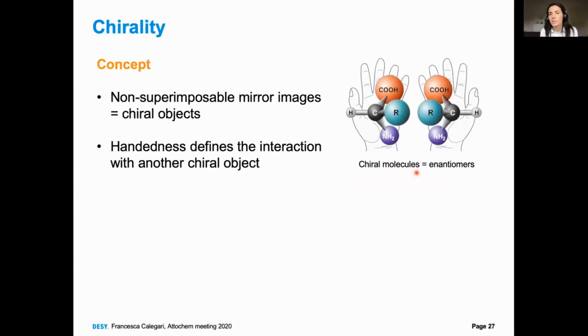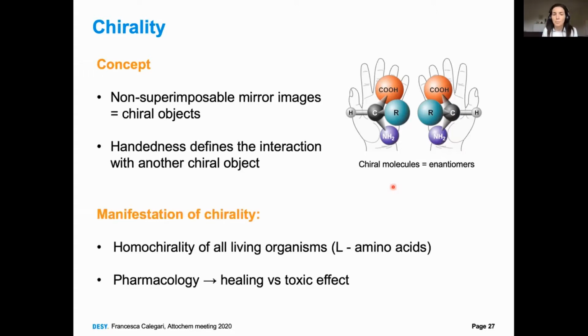Why are chiral molecules interesting? What are chiral molecules in the first place? So as many of you know, chiral molecules are molecules with two enantiomers, as it's schematically represented here. Enantiomers are basically non-superimposable objects like our hands. And chirality is actually very important because, for instance, if you think about all the living organisms, we have remarkable homochirality there. So all the amino acids, for instance, have a precise chirality. Life is based on a precise chirality.